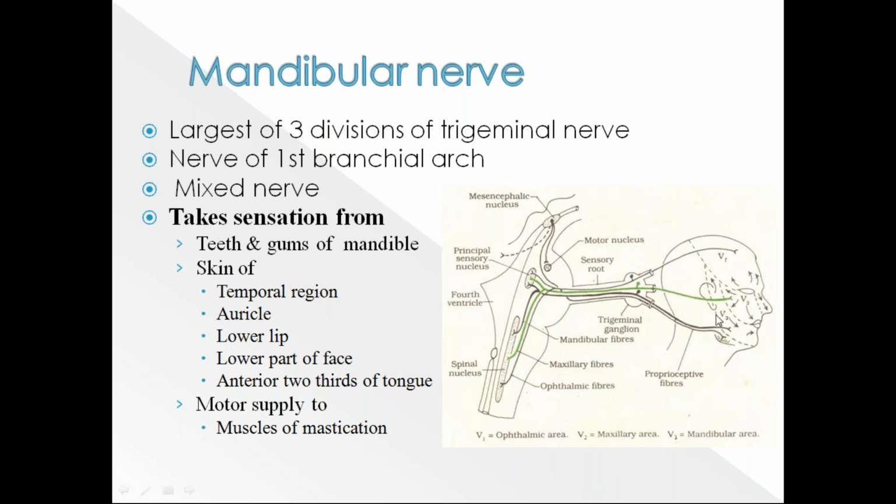It mainly takes sensation from the teeth and gums of the mandible and skin of the temporal region, auricle, lower lip, lower part of face, and even from the anterior two-thirds of the tongue. It also gives motor supply to the muscles of mastication. The other two divisions of the trigeminal nerve are the ophthalmic nerve and the maxillary nerve.